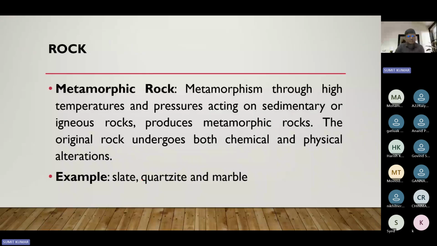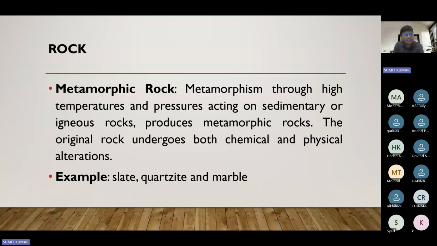Next is the metamorphic rock. As mentioned earlier, there are igneous, sedimentary, and metamorphic rocks. Metamorphic rock is formed through the process of metamorphism, through high temperature and pressure. If you remember the rock cycle, over there when the arrow is mentioned, temperature and pressure are mentioned. I have said earlier that it forms under high temperature and pressure acting on either sedimentary or igneous rock.